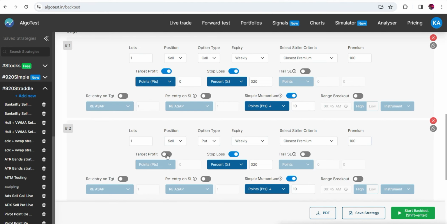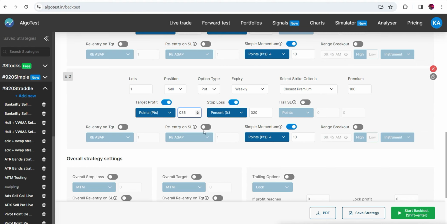Now we will also select a target here. Our target is 35 points. I have explained the stop loss and target profit in our old videos, part 1 and part 2. You must watch those. These are simple: if we get a 35 point profit, we will exit. So this is how the percentage and stop loss work. Now we will also understand the re-entry part.